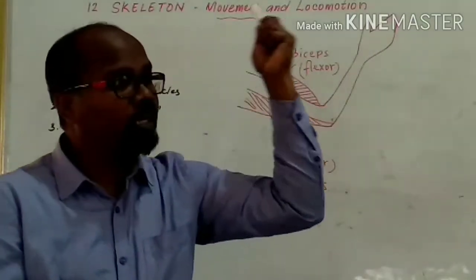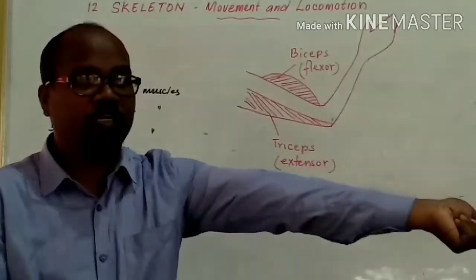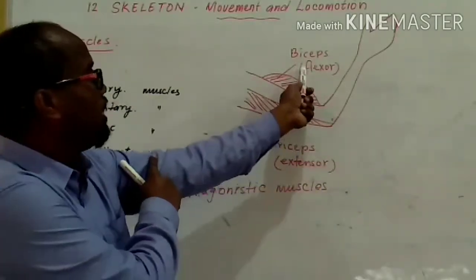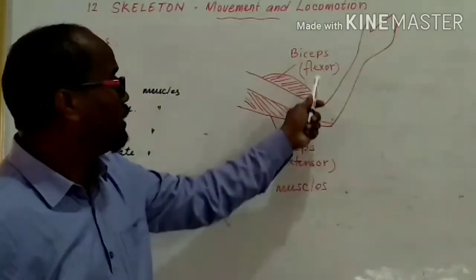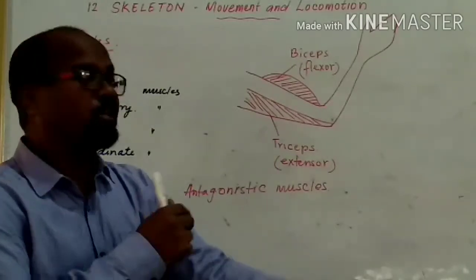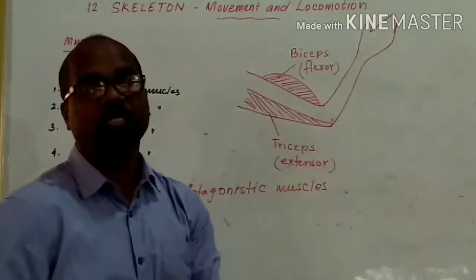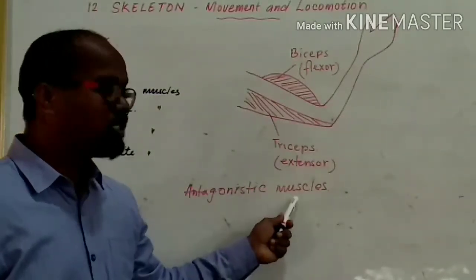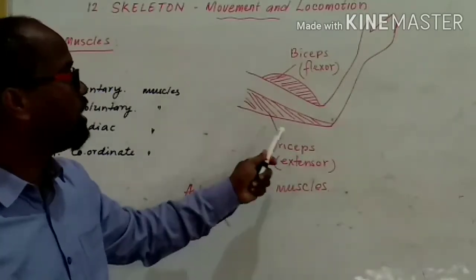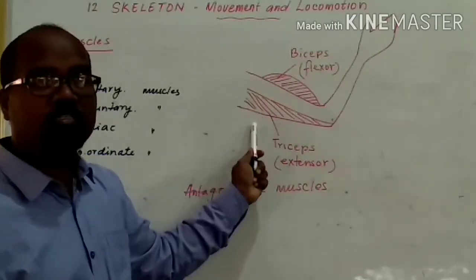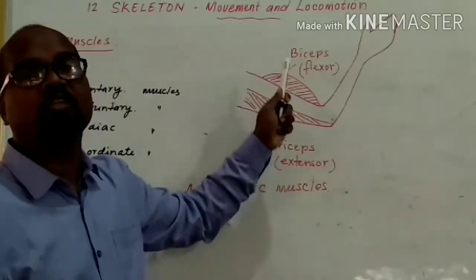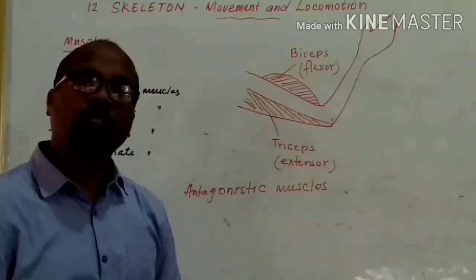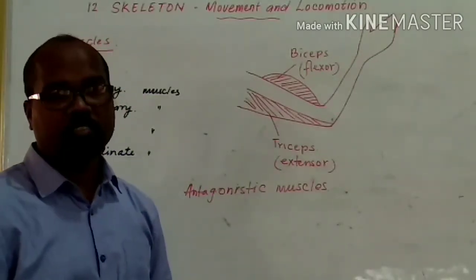Now, when we move the forearm straight, the triceps contract and the biceps relax, and that is how we are able to move. Even with the knee joint, that is how it happens. So antagonistic muscles work in opposite direction. If one is contracting, the other is relaxing. If one is relaxing, the other is contracting. And that is how they coordinate and bring movement to the body parts.